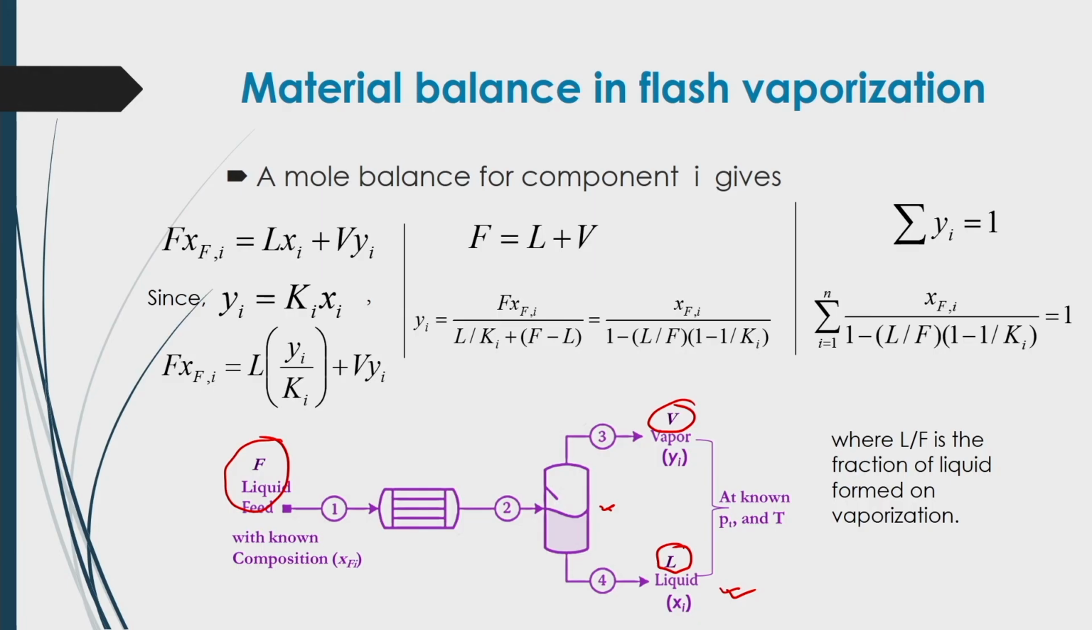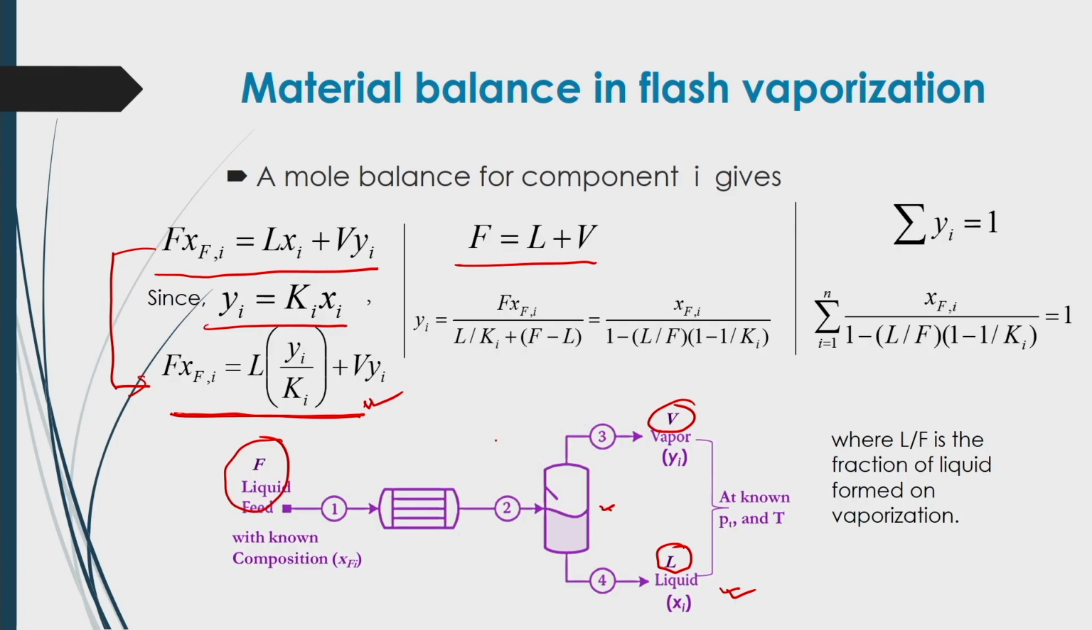Based on that, if we do the total material balance for this vaporizer, we can simply write F will be equal to L plus V. Also, if you do the component material balance for component i, we can write F xFi will be equal to L xi plus V yi. Since at equilibrium condition we know that yi is equal to Ki into xi, after substituting yi equals Ki xi into the component material balance, finally you can write F xFi will be equal to L into yi by Ki plus V into yi.